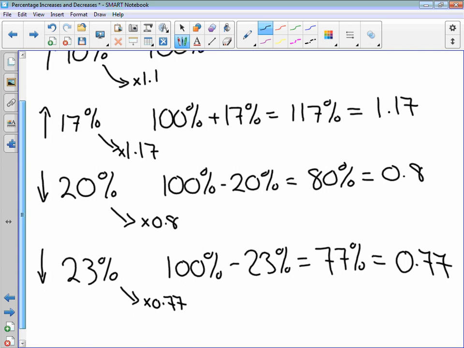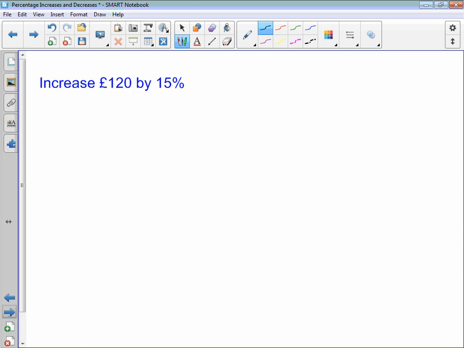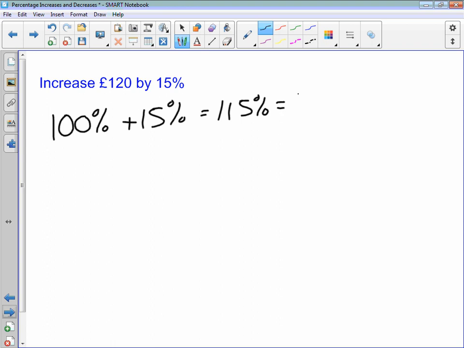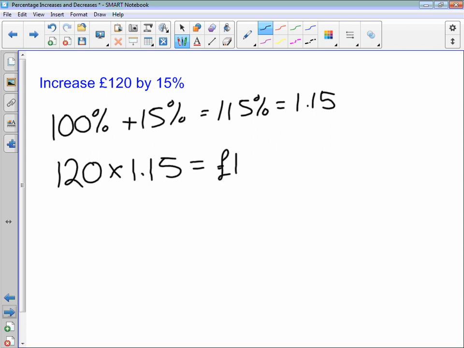Now we can use this principle to look at percentage increases and decreases. So I want to increase £120 by 15%. So I need to add 15% onto 100%, and that gives me 115%, which as a decimal is 1.15. This means I need to multiply 120 by 1.15, and if I do that, that gives me £138. So £120 increased by 15% is £138.